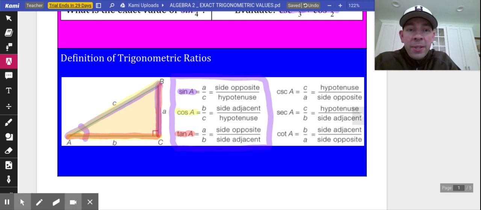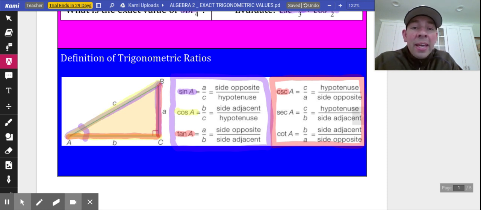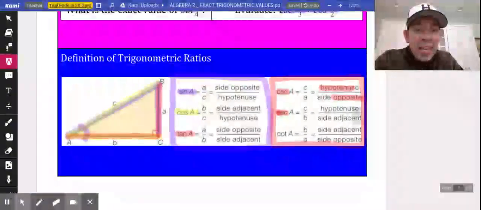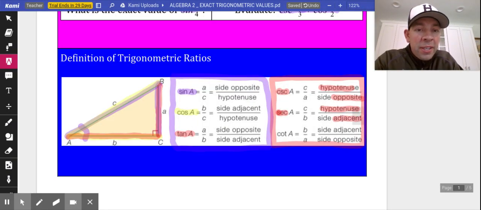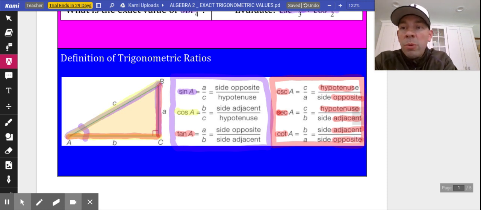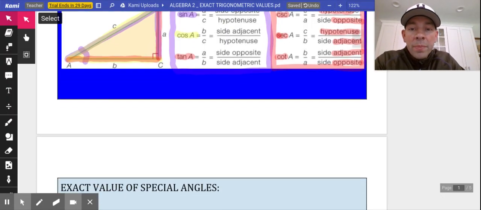Now, we're also going to be dealing with these three reciprocal functions, okay? You'll notice this is an abbreviation for cosecant, and all it is is taking the sine function and flipping it upside down. So this is the reciprocal of sine. It's hypotenuse over opposite. Secant is hypotenuse over adjacent, and cotangent is adjacent over opposite. So we'll practice those a little bit.